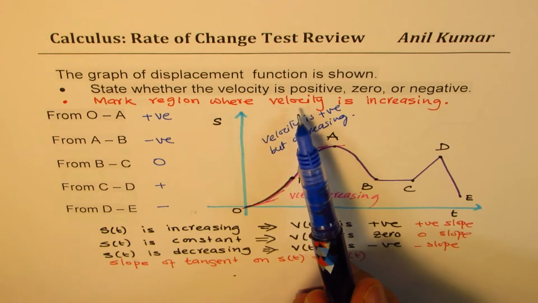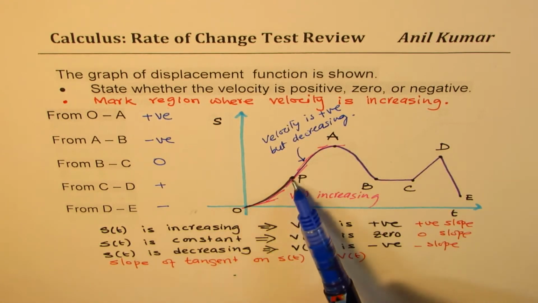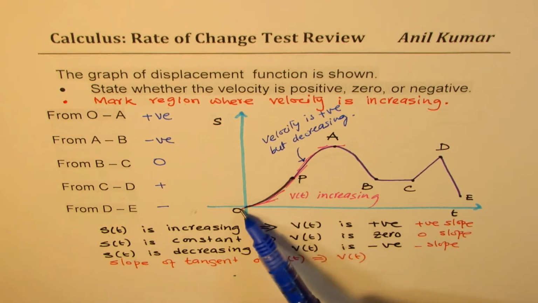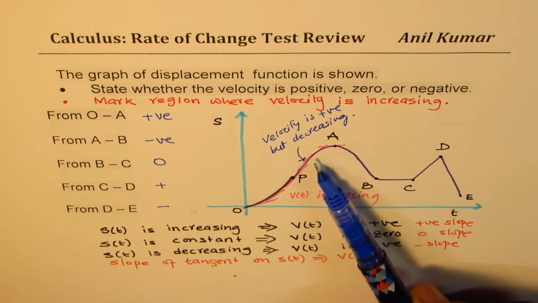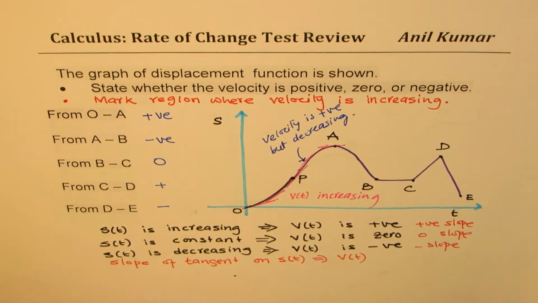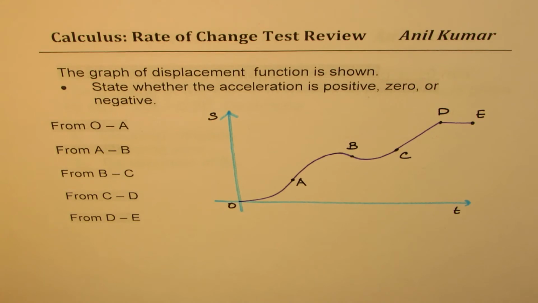So the interval where the velocity is positive and increasing is actually 0 to p. Do you get an idea, right? So this is the region where the velocity is positive and increasing. And it also indicates that acceleration is positive. So now we'll take up another graph and understand the acceleration part, which relates to whether the velocity is increasing or decreasing, correct?